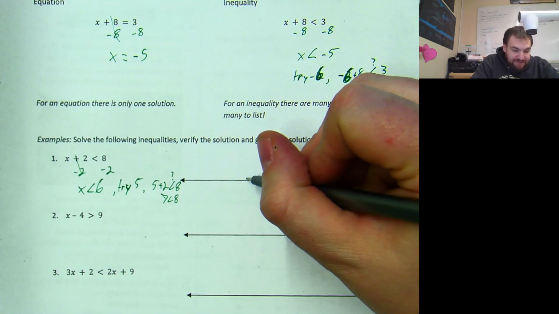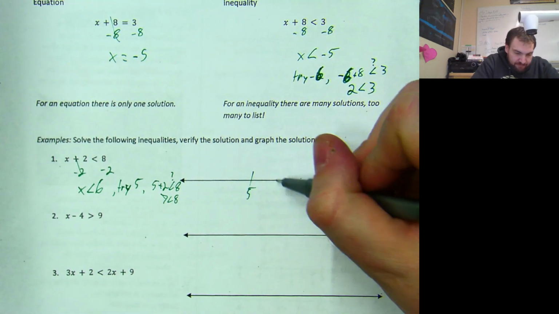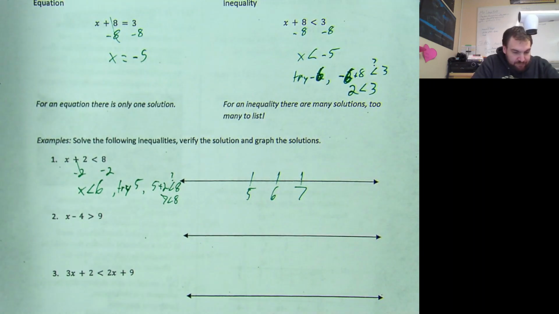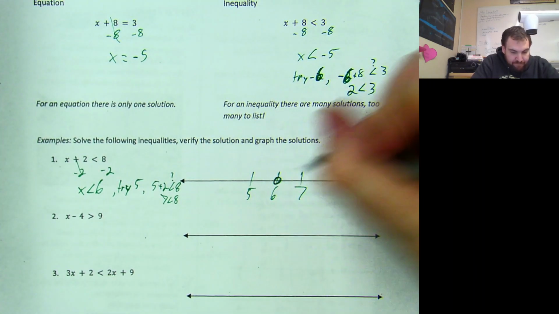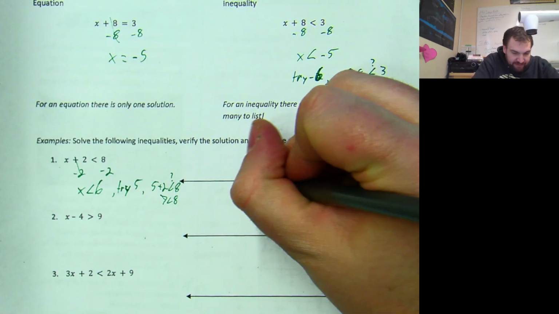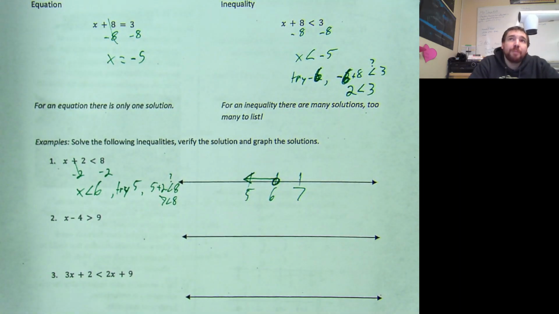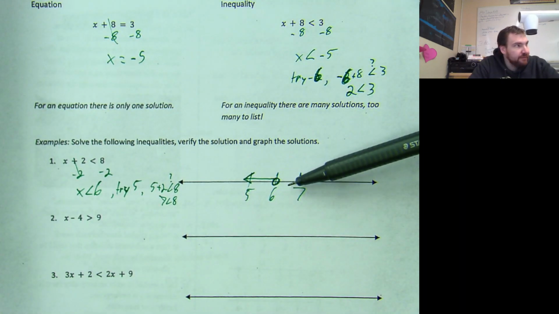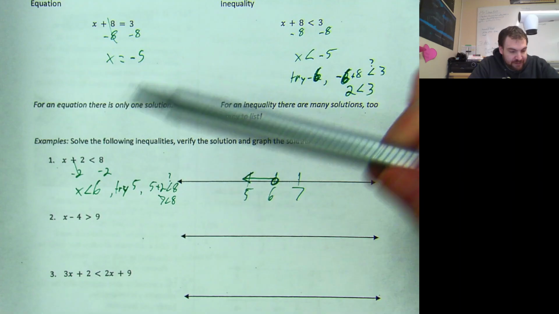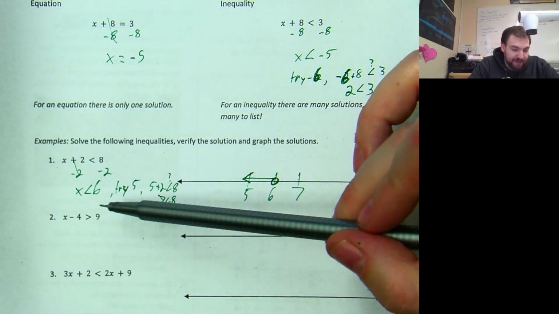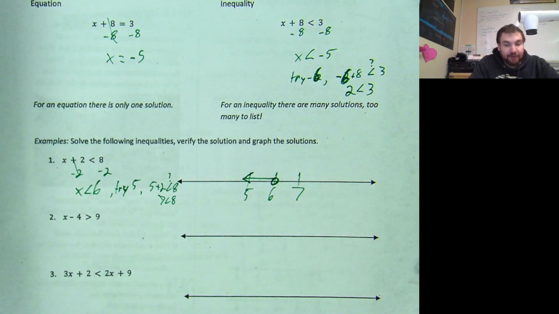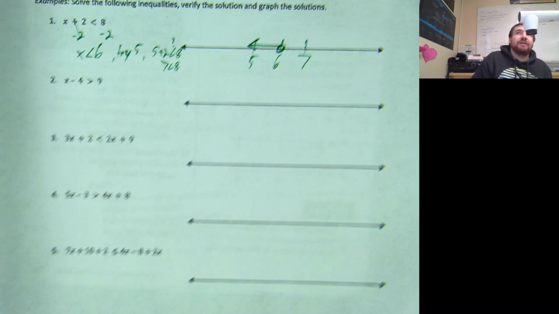We're going to write down 5, 6, and 7. Excellent. There we go. We've got the open circle. Why is it an open circle, Carolyn? Yeah, because it's strictly less than, it can't be equal to. Good. Yeah, love it.